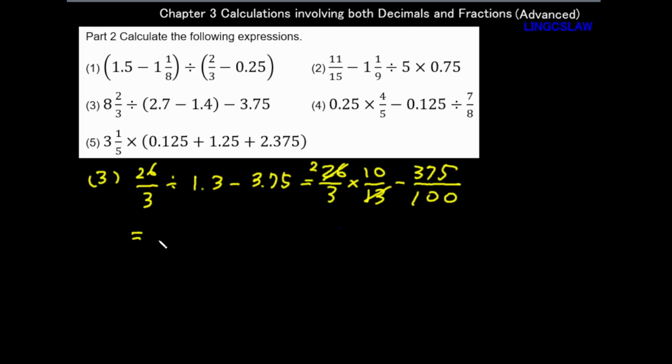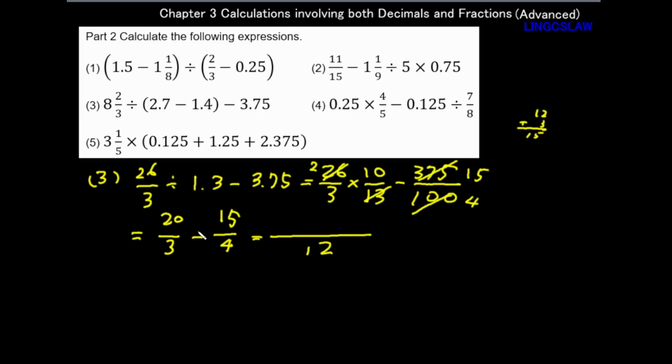simplify this one. So 3 and 2 times 10 equals 20, minus, let's divide both terms by 25. This will be 4 and this will be 12 plus 3 equals 15. So 4, 15, and make it 12, and 3 times 4 equals 12. So 20 times 4 equals 80, minus 3 times 15 equals 45, equals 35. So this is it. Okay, number 4.